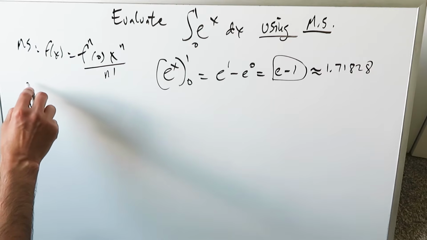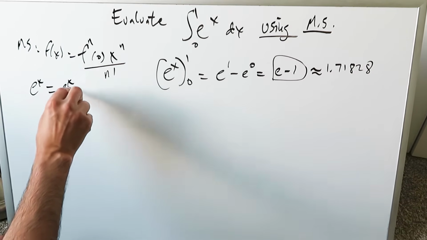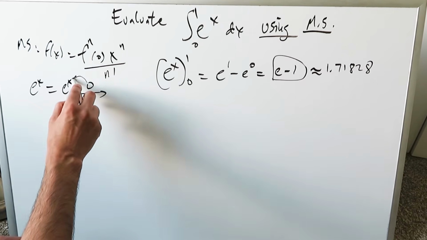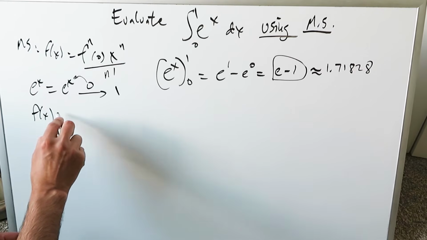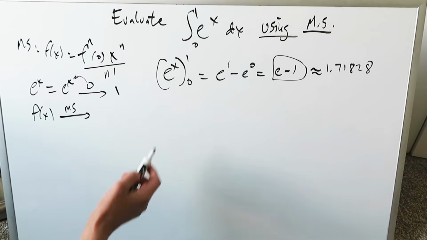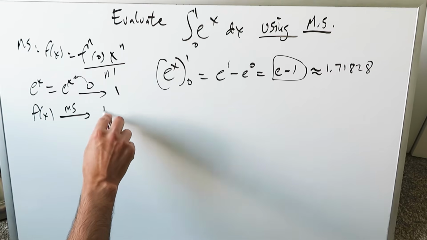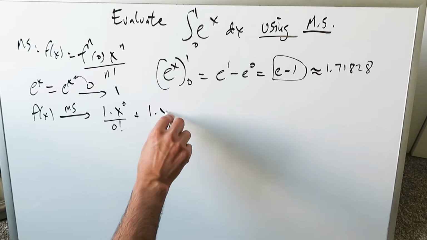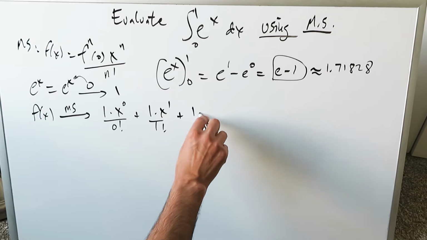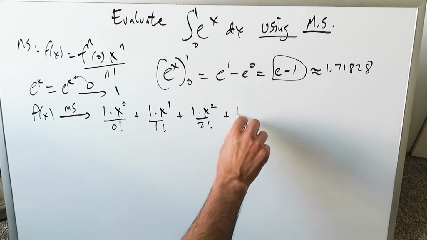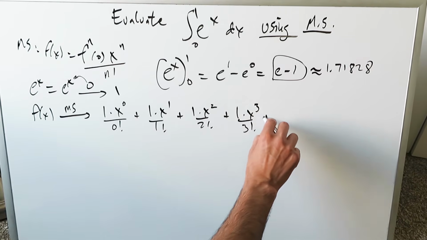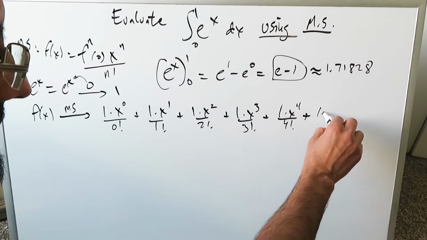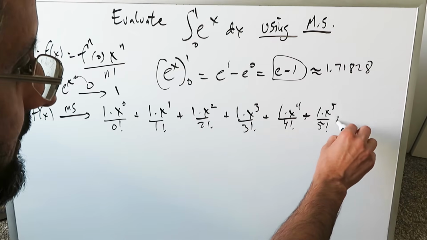Any order derivative of e to the x is always equal to e to the x, and when you look at it under Maclaurin series, you're putting 0 in place of x, you're always getting 1. Now look at your function in terms of Maclaurin series. Based on this template, you're going to have always 1 times x to the 0 over 0 factorial, plus 1 times x to the 1 over 1 factorial, plus 1 times x squared over 2 factorial, plus 1 times x cubed over 3 factorial, and I'll add 2 more, plus 1 times x to the 4 over 4 factorial, and lastly 1 times x to the 5 over 5 factorial, on and on.